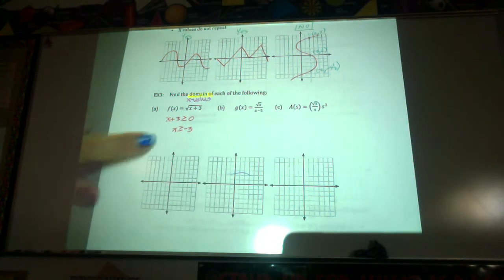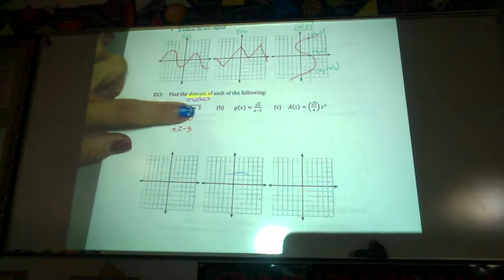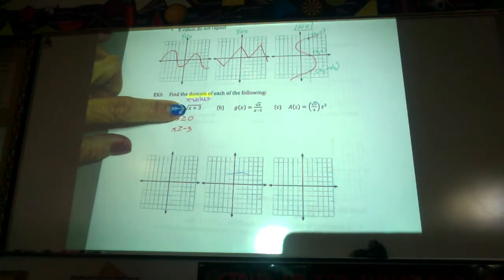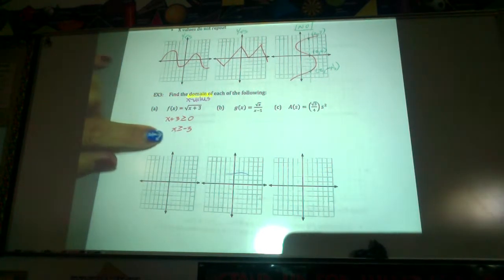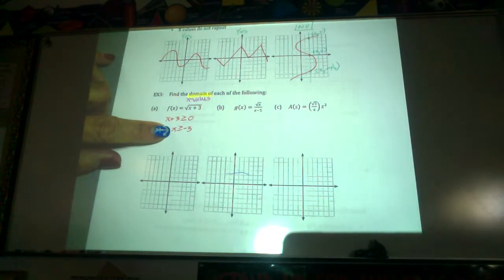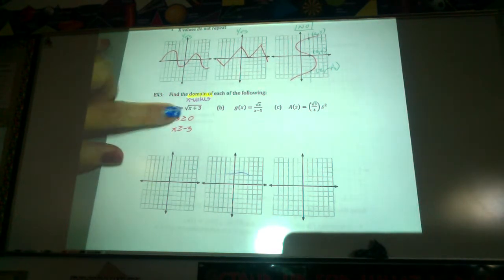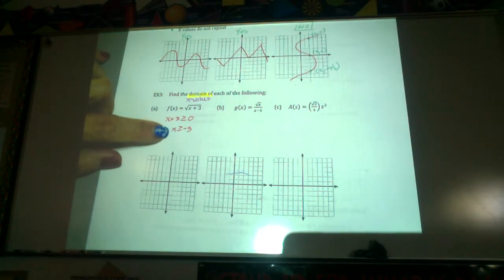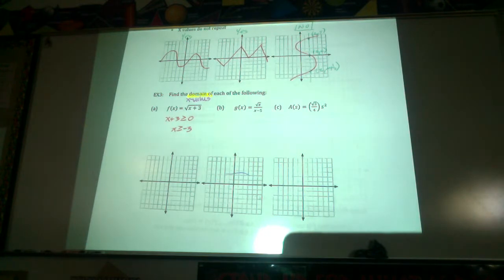Because if x is negative 4, let's just say, what's negative 4 plus 3? Negative 1. Can you take the square root of negative 1? No. If x is negative 2, what's negative 2 plus 3? 1. And you can take the square root of 1. It's 1. So my point is x can be negative. It just has to be negative 3 or greater.